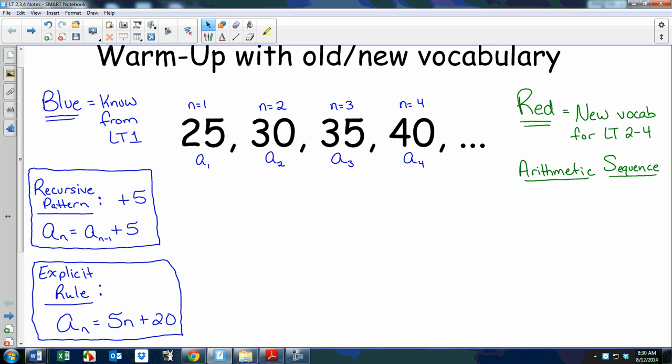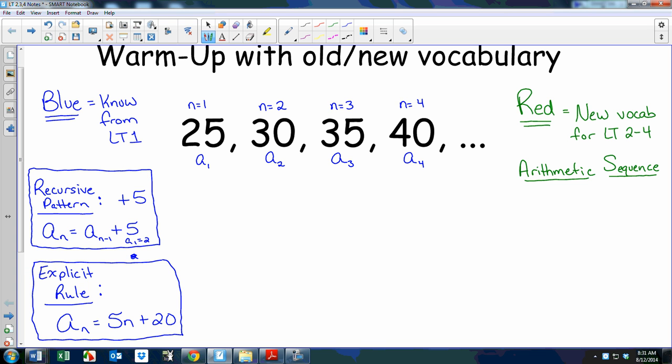And I marked all the things that you learned from learning target 1 in blue. You know the n equals 1, 2, 3, 4. You know the subscript and that symbol a sub 1, a sub 2, and so forth, right? The recursive pattern in this sequence is plus 5 every time. So the recursive formula would be a sub n equals a sub n minus 1 plus 5. And one more little part there, forgot to define a sub 1.